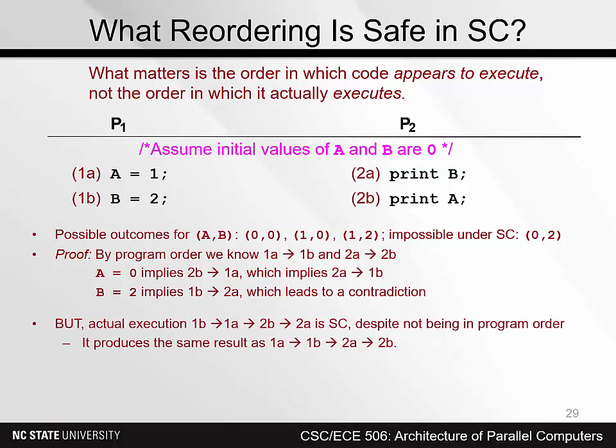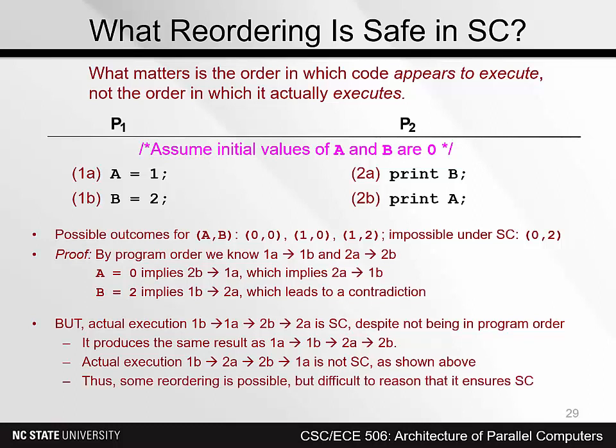But it's possible for a non-sequentially consistent sequence to produce a sequentially consistent result. 1B precedes 1A, precedes 2B, precedes 2A, produces the result 1,2 equals AB, which is a sequentially consistent result despite executing out of program order. Of course, not all executions out of program order produce sequentially consistent results, as we saw with the ordering 1B precedes 2A, precedes 2B, precedes 1A. So sequential consistency doesn't prohibit all reorderings. It's just tough to figure out which reorderings can be allowed.